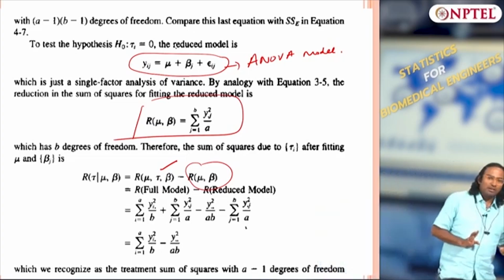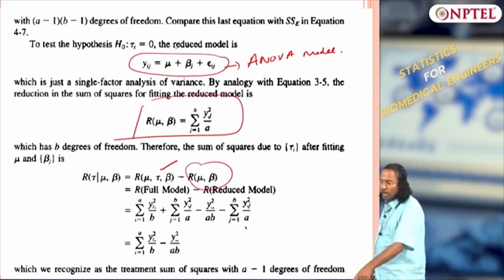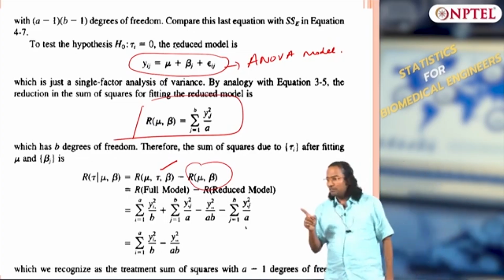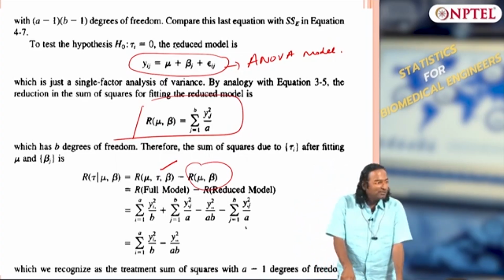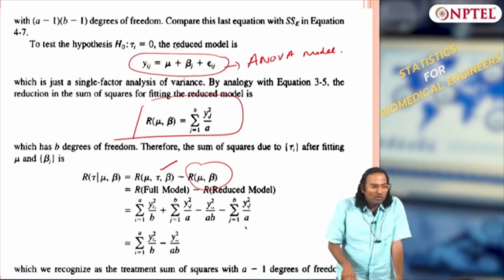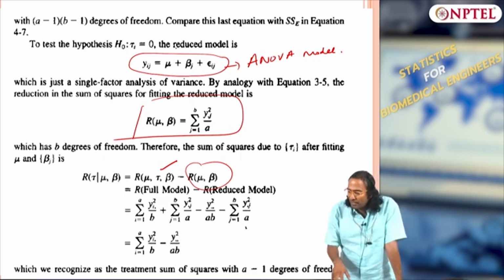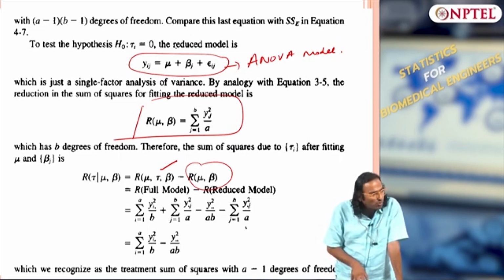Remember, I cannot use the ANOVA model for treatment, because then I have not considered blocks at all. My null hypothesis is tau equals 0. If the null hypothesis is true, this is the model and this is the variability explained by the model. If my alternate hypothesis is true, what is the model?